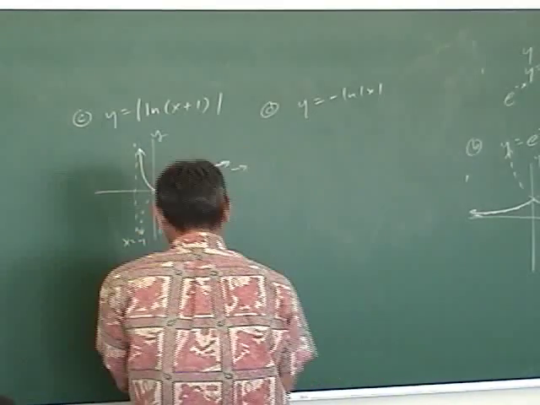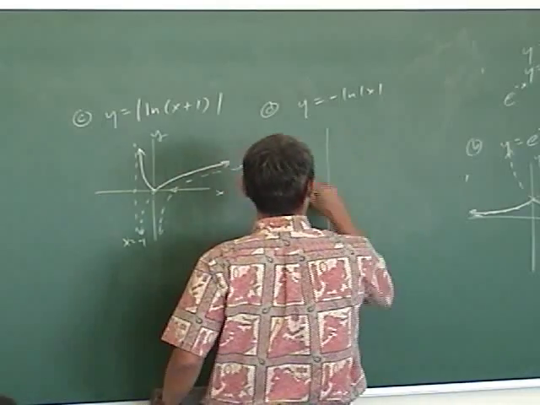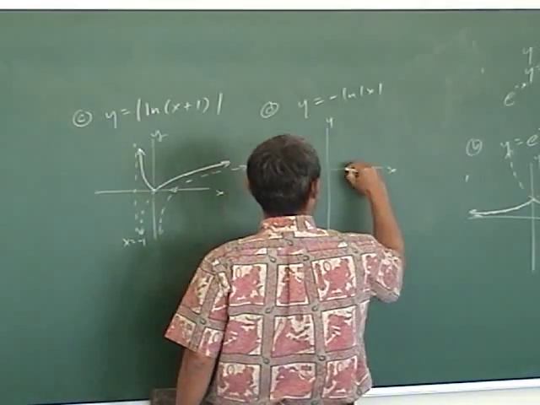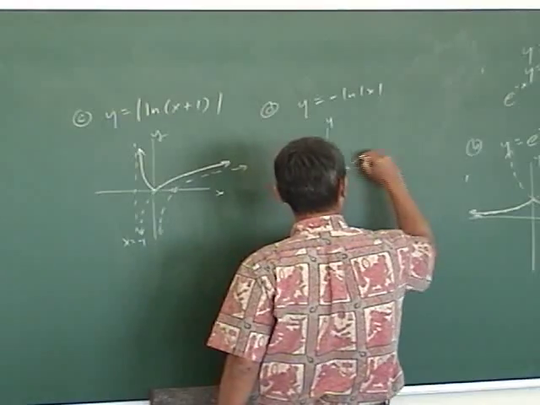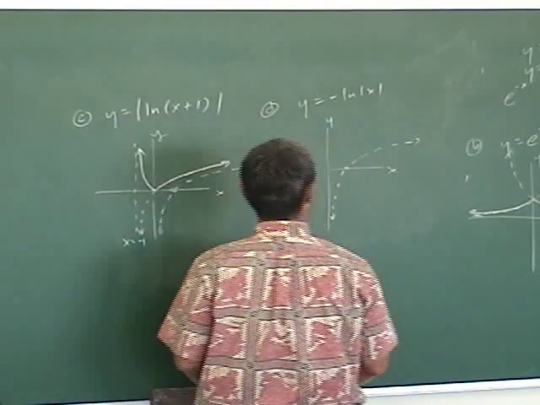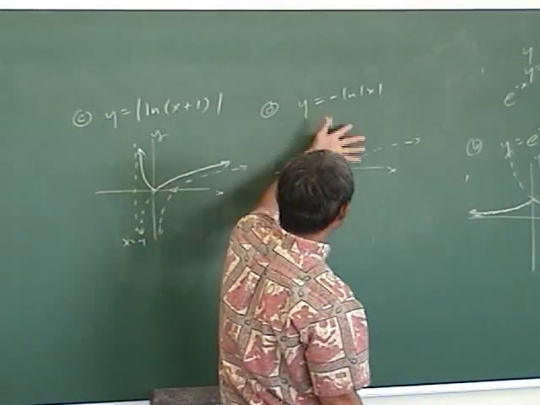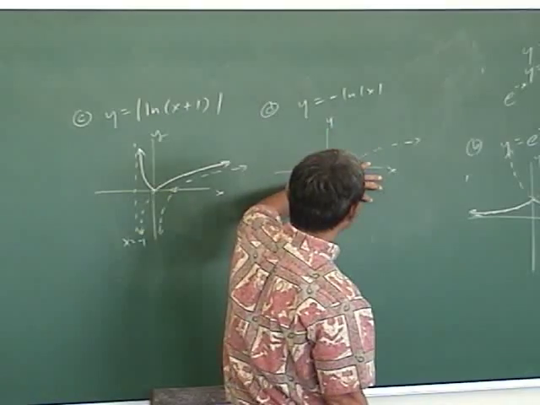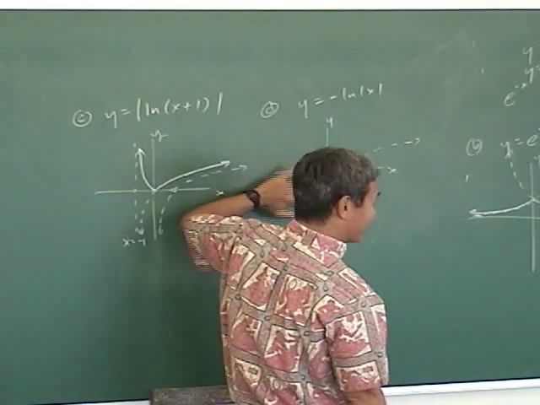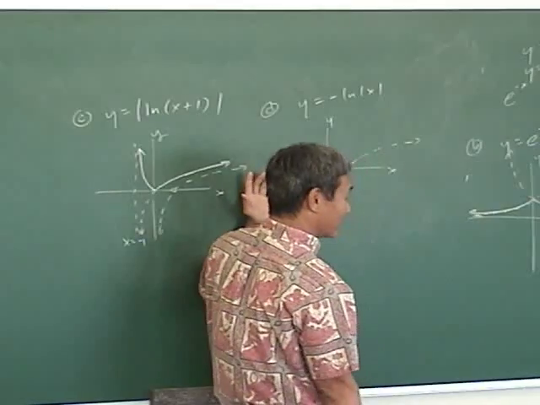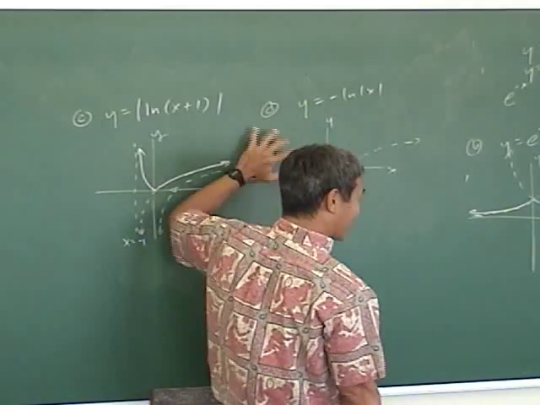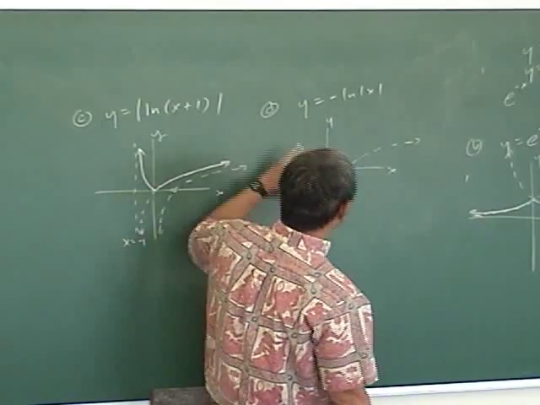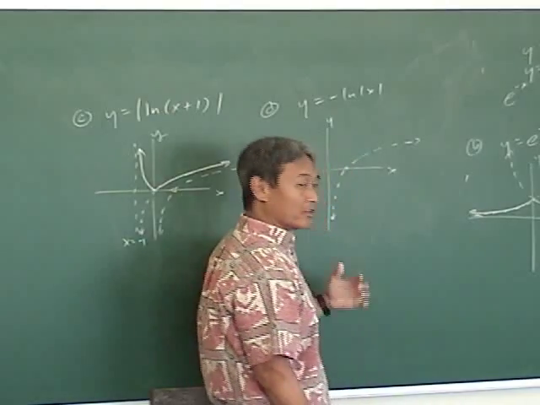Okay, look, here's natural log x. If I reflect it over the x-axis, and then erase everything to the left of the y-axis, keep it and reflect it, what if I erase everything to the left of the y-axis first, keep it and reflect it, and then reflect it over the x-axis? Do you get the same graph?